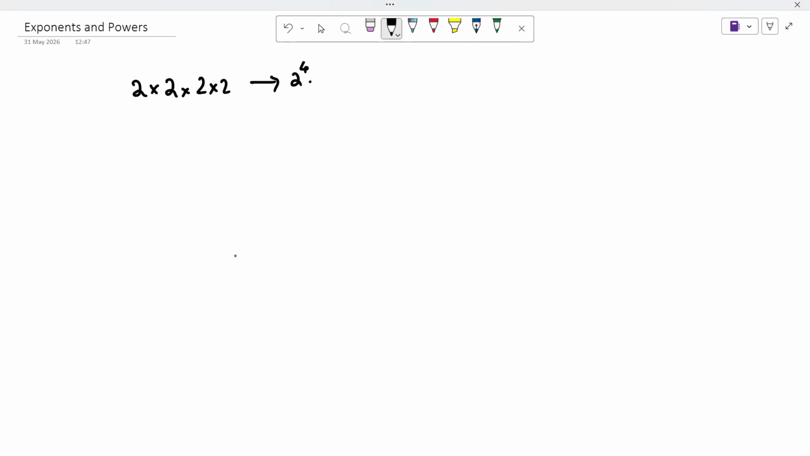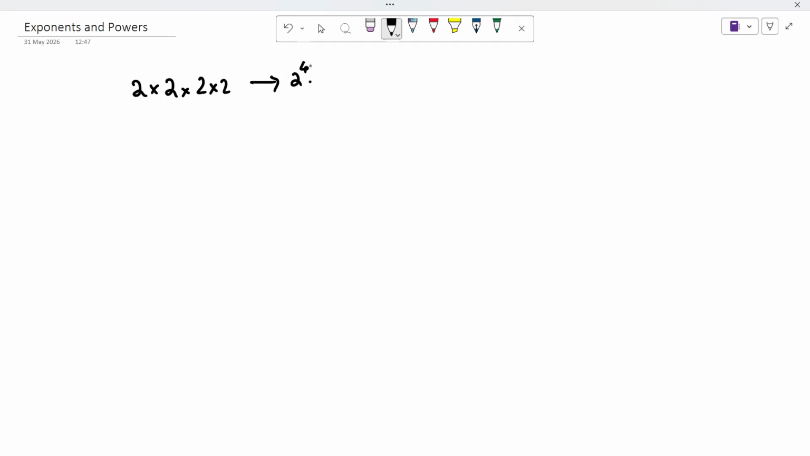I have prepared an amazing video of exponents and powers where we'll be diving into the basics of exponents and powers, doing a lot of questions, and learning tricks of exponents and powers, laws of exponents and powers. So let's start. So first of all, we must know, what does this 4 represent?